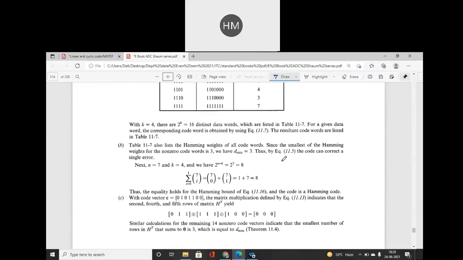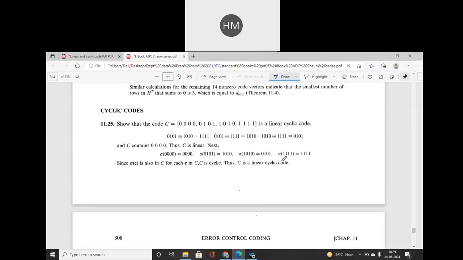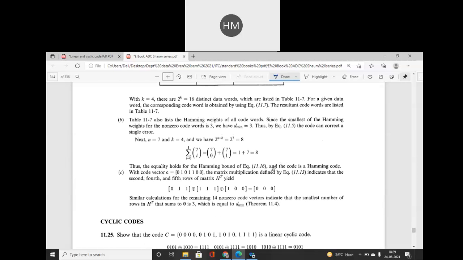Then we can discuss about the cyclic codes. ये question लिख लो. Show that the code C is a linear cyclic code. ये prove करना है. 11.25 example. Please write down.